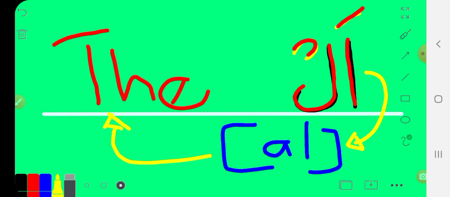And in all cases, the word al will be connected to the next word. So it will not be written as a separate word. The al will always be connected to the next word in Arabic.